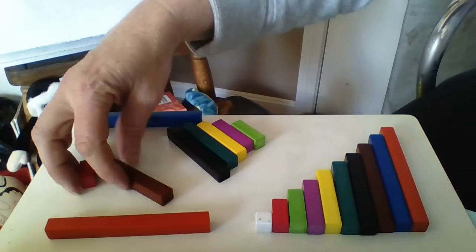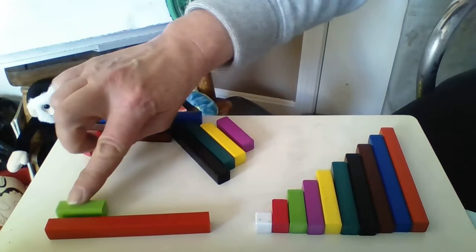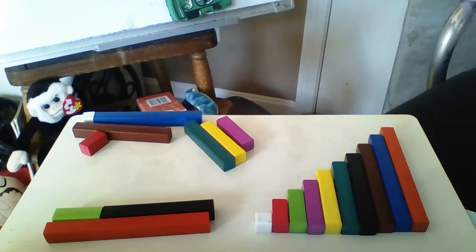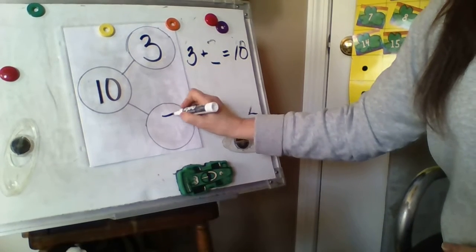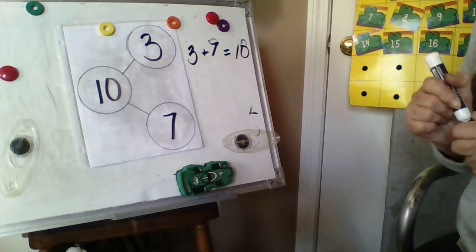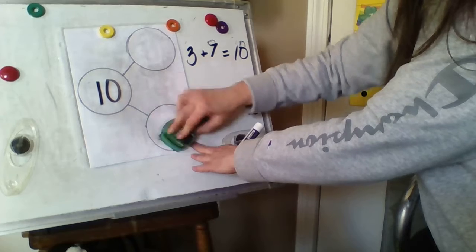I know. All right, let's get that out of the way. Where's my 3? Oh, there he is. 3 plus 7. There you go. 3 plus 7 equals 10. There you go. There's our bond. I'm not going to write them all. You can if you'd like to.